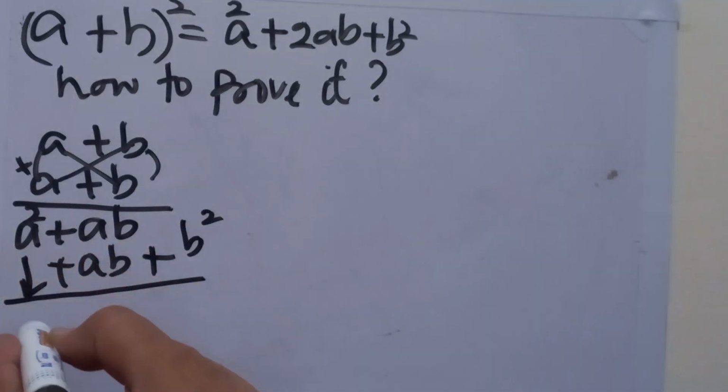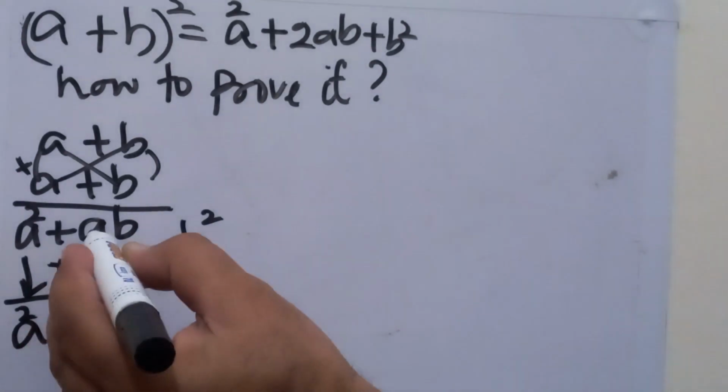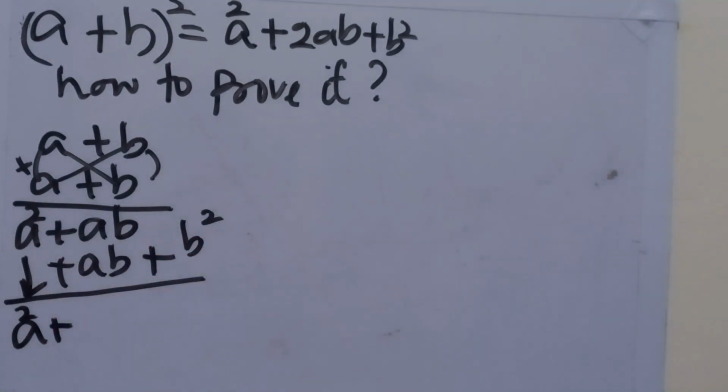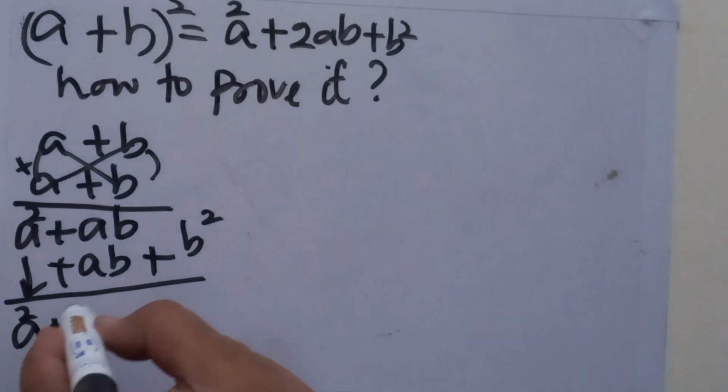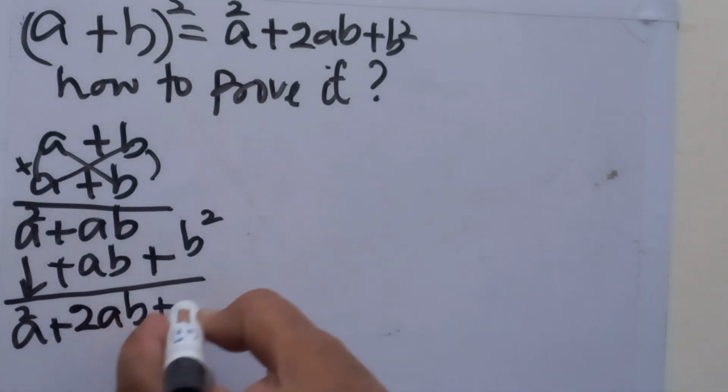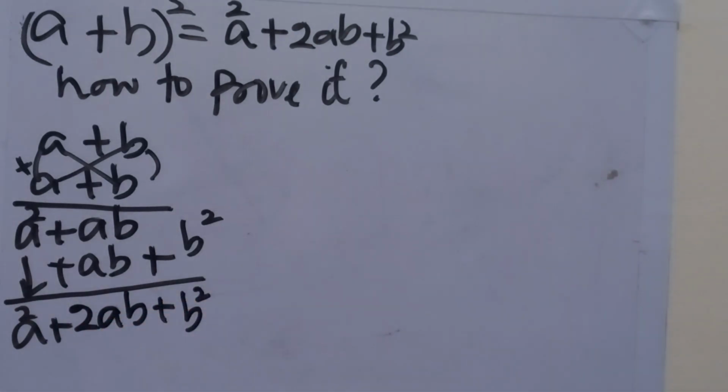Now this is equal to a square plus ab plus ab. It means that there are two constants. One is 1ab and another is 1ab. So plus 2ab plus b square. This is one of the possibilities. Now look at the other possibility.